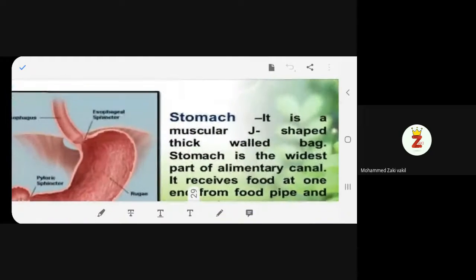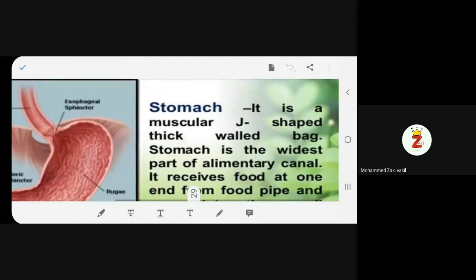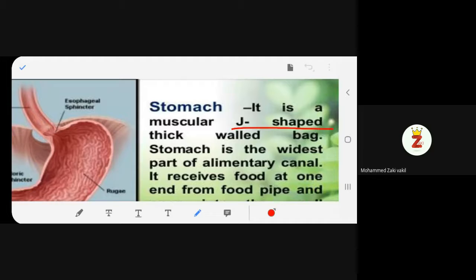Thank you. Now, what is the stomach? It is a J-shaped structure. It is a J-shaped, thick walled bag, right?